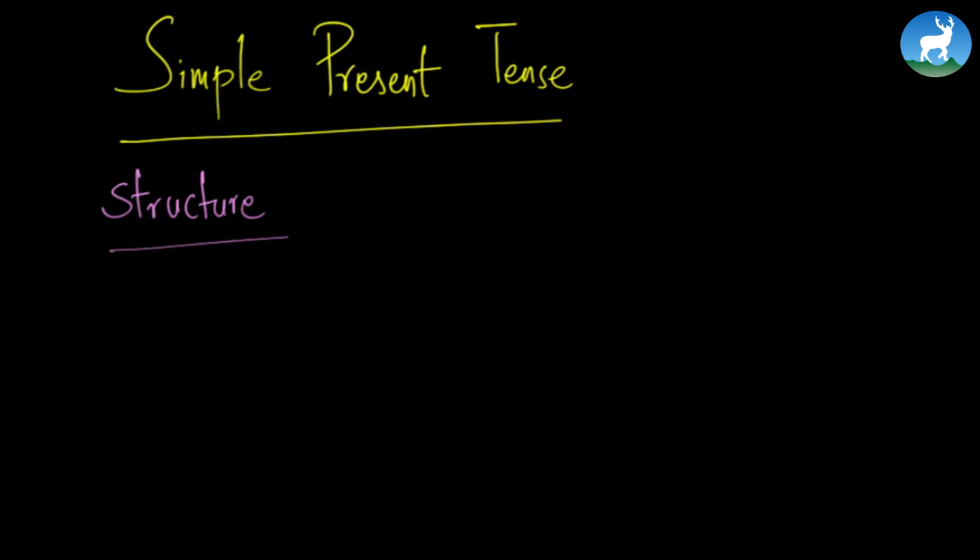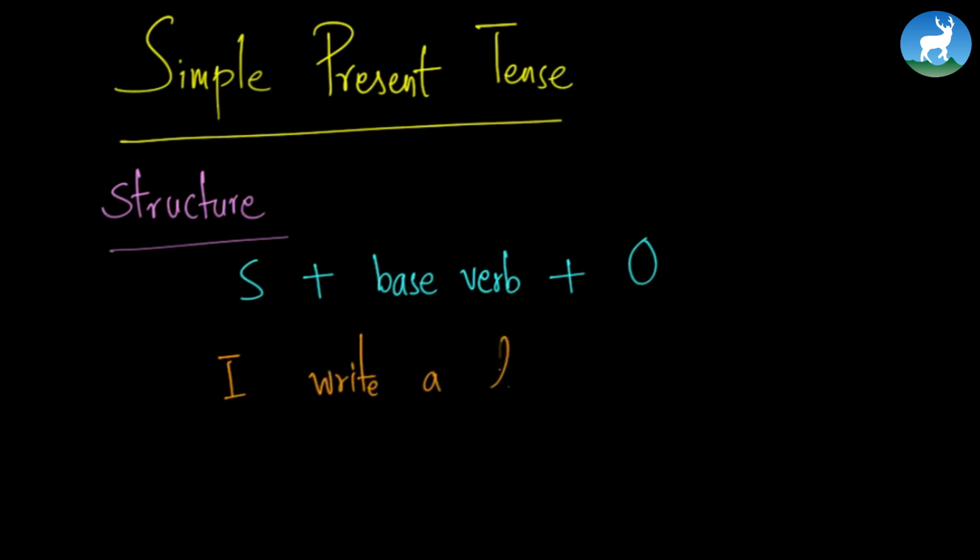The structure of simple present tense is pretty simple. It contains a subject followed by a base verb and an object. So if I write a sentence like, I write a letter. Now this is a sentence in the simple present tense because it has a base verb and the base verb is write. The base verb is also known as V1 in some of the grammar books. So that is the basic structure, right?